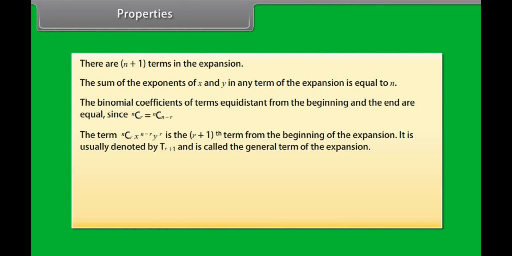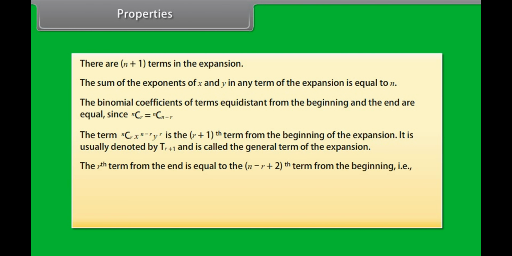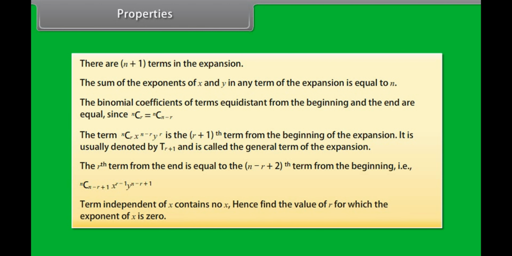It is usually denoted by T(r+1) and is called the general term of the expansion. The rth term from the end is equal to the (n-r+2)th term from the beginning, that is, nC(n-r+1) x^(r-1) y^(n-r+1). The term independent of x contains no x. Hence, find the value of r for which the exponent of x is 0.